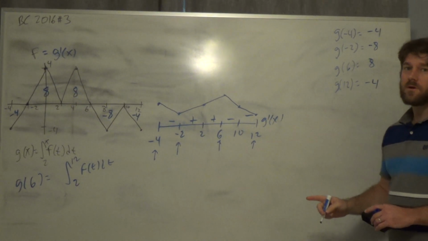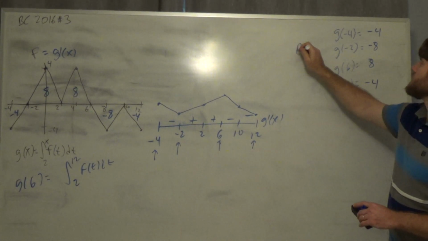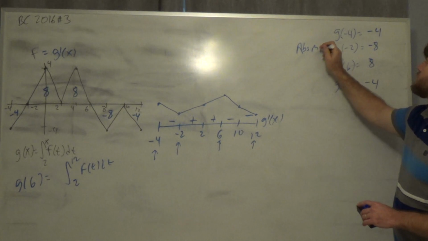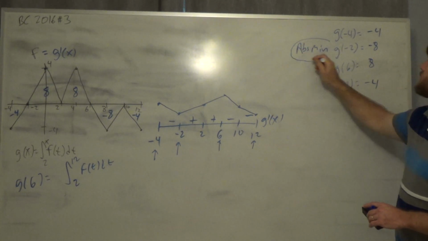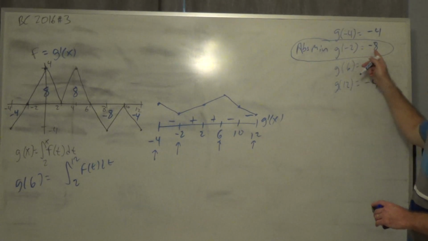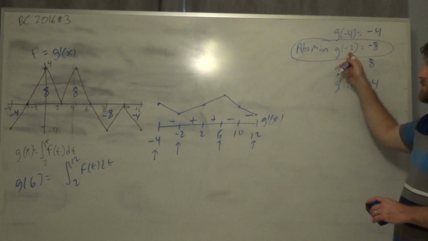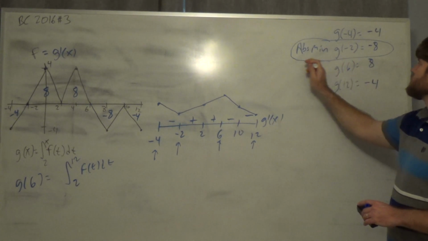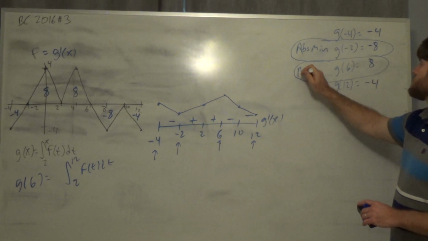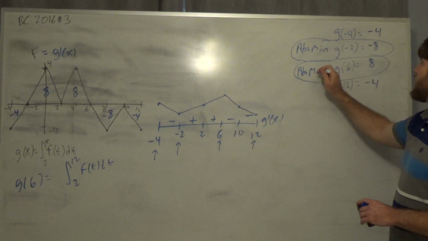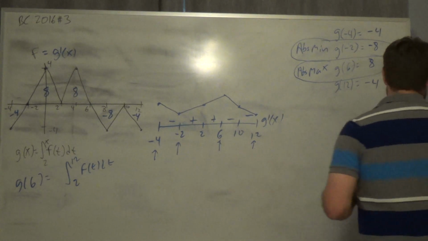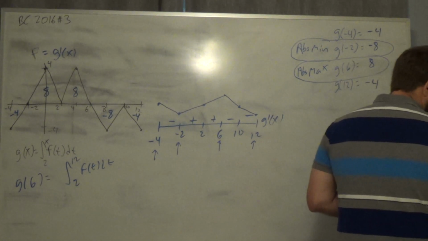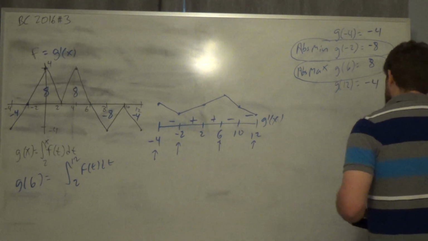Alright, so I'm going to look at all these, and I'm just going to say the absolute minimum. Now, my actual answer for the absolute minimum is -8. This is the x-coordinate. So -8 is my absolute minimum. And my absolute maximum is +8. I'm going to turn around and check the answer on my computer. Looks awesome. Okay.